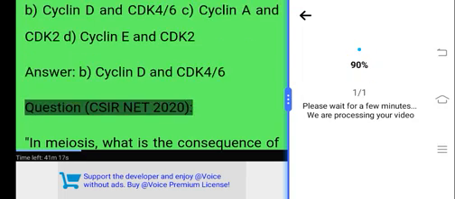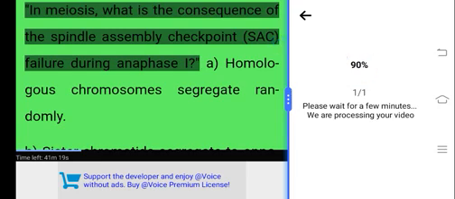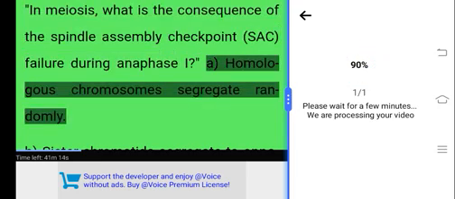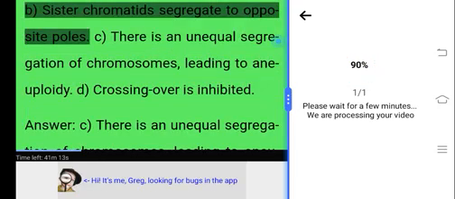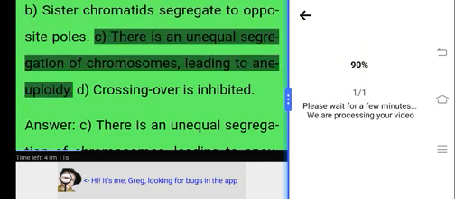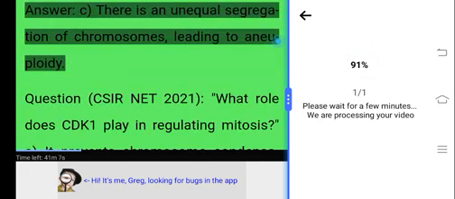Question, CSIR NET 2020. In meiosis, what is the consequence of the spindle assembly checkpoint (SAC) failure during anaphase I? A. Homologous chromosomes segregate randomly. B. Sister chromatids segregate to opposite poles. C. There is an unequal segregation of chromosomes, leading to aneuploidy. D. Crossing over is inhibited. Answer: C. There is an unequal segregation of chromosomes, leading to aneuploidy.